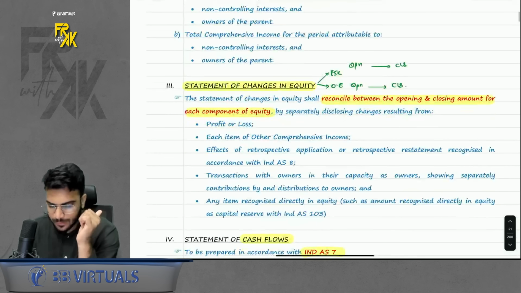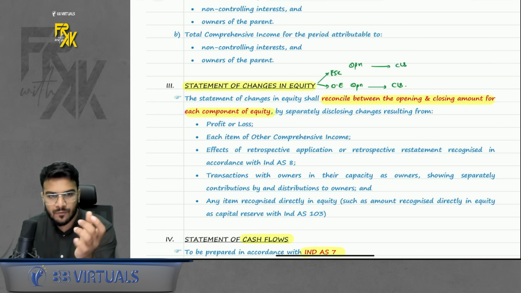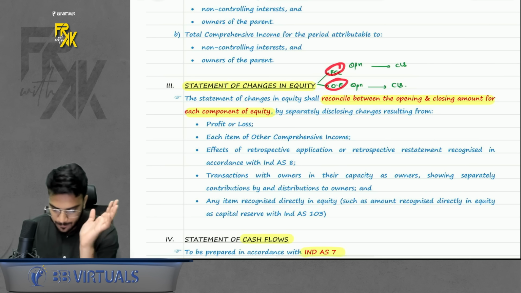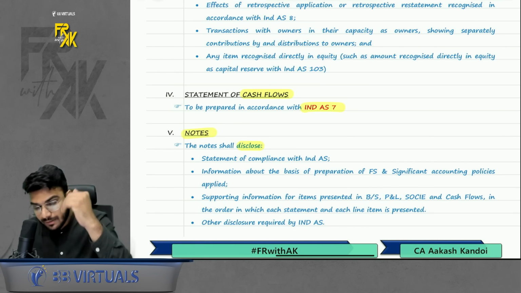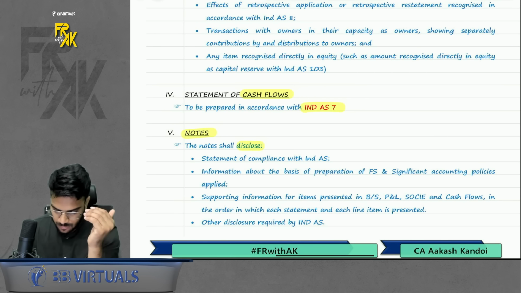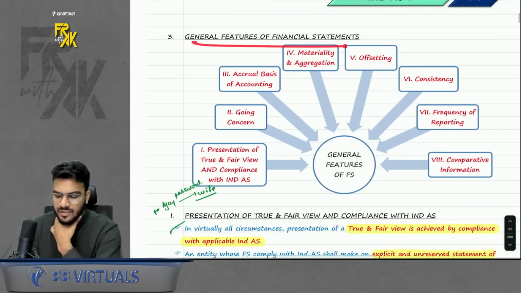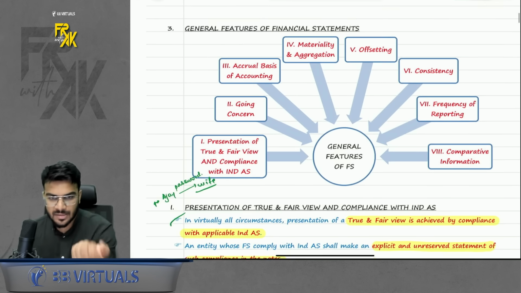Okay. Then statement of changes in equity. So it is nothing basically but a reconciliation of opening and closing balance of all items of equity. Then cash flow prepared as per IND AS 7. Notes. Whatever you prepare in balance sheet, P&L, cash flow, give disclosure in notes to accounts. Then there are general features of financial statements. How many features? 8 features. Don't ratify them. Just refer and move forward.